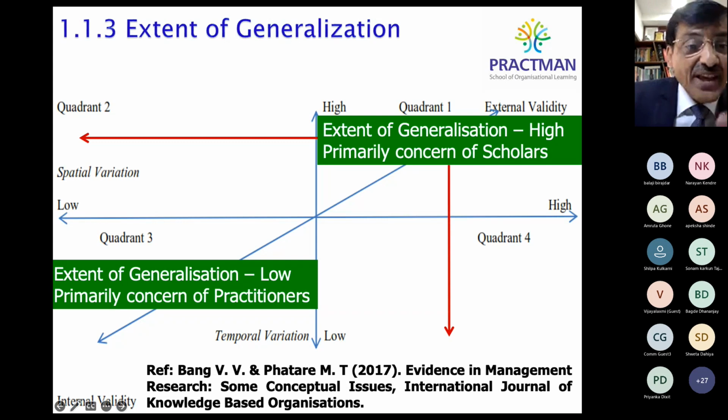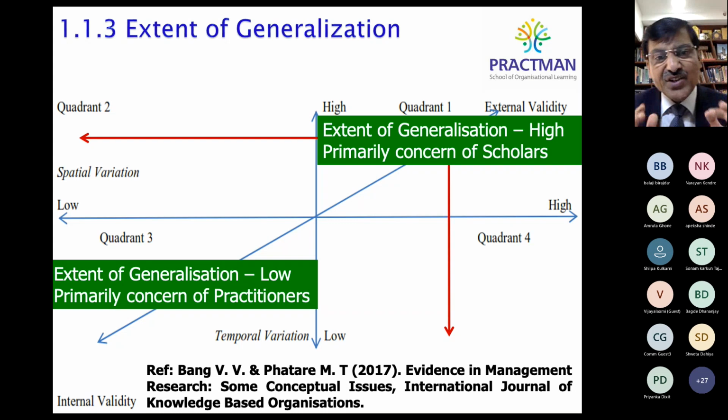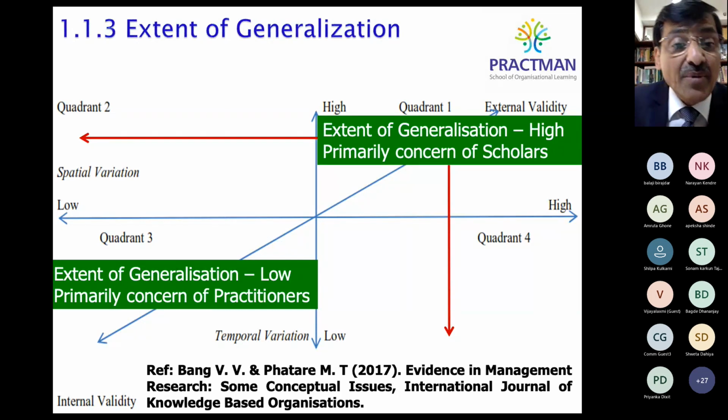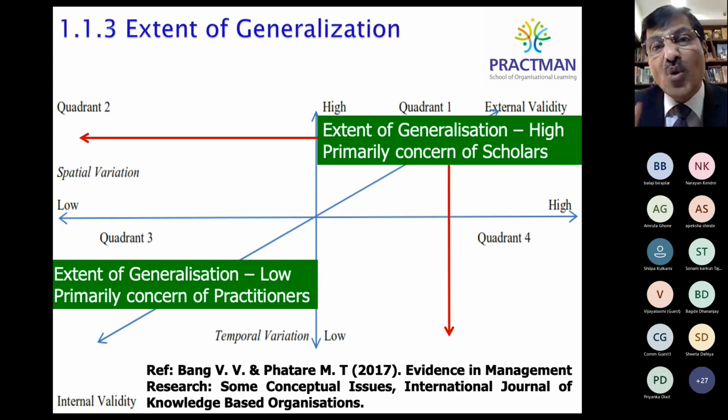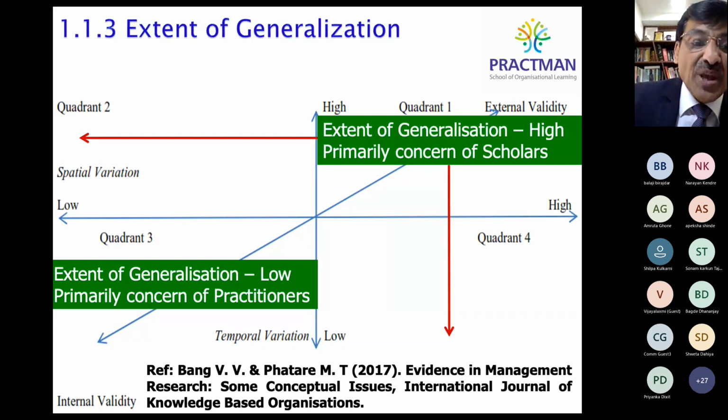Quadrant three is the ideal zone for practitioners. Practitioners are interested in the here and now. If I'm working for a company like Flipkart, then I'm interested in issues concerning Flipkart today, or maybe for a certain period of time. So I'm interested only in quadrant three. But that does not become an ideal PhD topic. PhD is more interested in creating general theories. So this is something which you need to keep in mind.